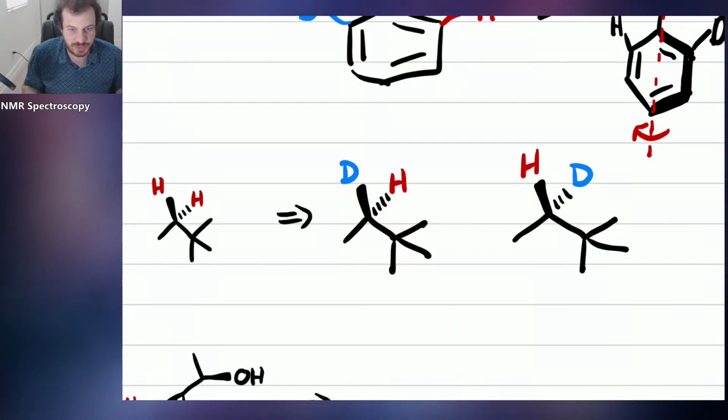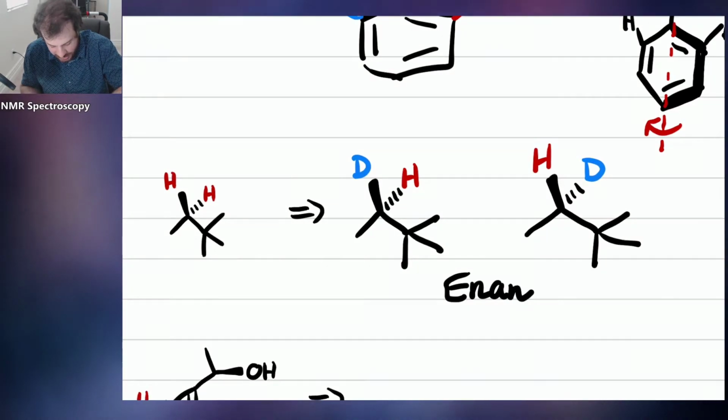Okay, what's the relationship between these two compounds? Well, how many stereocenters do we have? We've got one stereocenter here. Did it change? Yes, it did. So we've got one stereocenter and one stereocenter changed, so that means it's enantiotopic. When all the stereocenters change, you've got enantiomers.